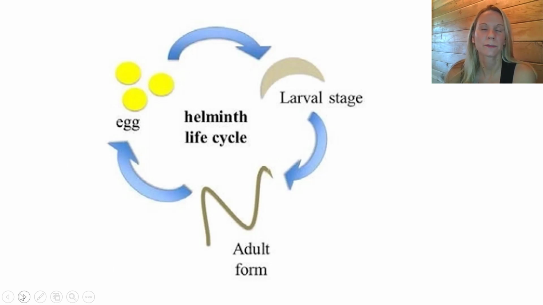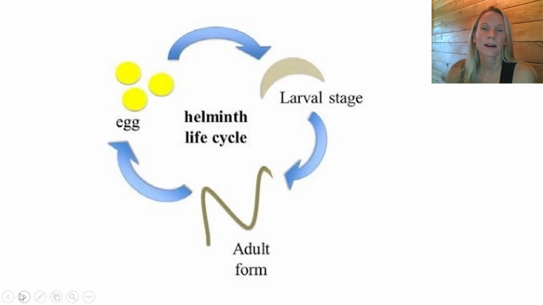So helminth worms reproduce sexually. Therefore, they lay fertilized eggs that are laid by the female or by the hermaphroditic worm. Those eggs are usually passed from the infected individual. Those eggs then mature into a larval stage, which is like a juvenile stage. And then these juvenile worms grow into the adult worms.